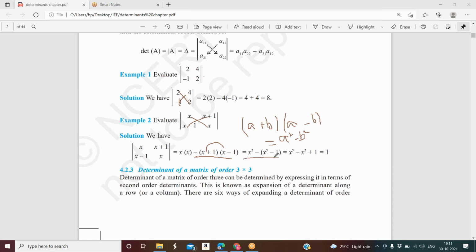On simplification, you bring this minus inside the bracket. So minus x square, and minus into minus 1 becomes plus 1. Plus x square and minus x square get cancelled. So you are getting 1. So what is the determinant value? It is 1.